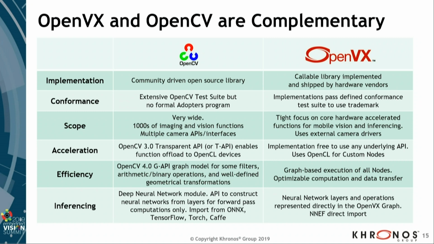It's actually interesting to see the functionality of the two kind of converging. In OpenCV 3, they had the transparent API or TAPI that lets you offload OpenCL functions to OpenCL devices. And now the latest OpenCV 4 has a graph API model. So graph descriptions come to OpenCV, again, to enable better optimizations holistically. Also, OpenCV now has a deep neural network module that lets you construct the neural network graph and execute inferencing. So the two are kind of converging. I think it's good confirmation that graph descriptions are useful, and vision and inferencing definitely belong together.